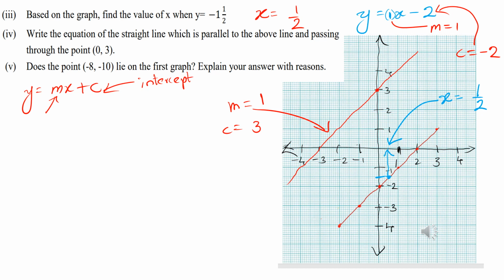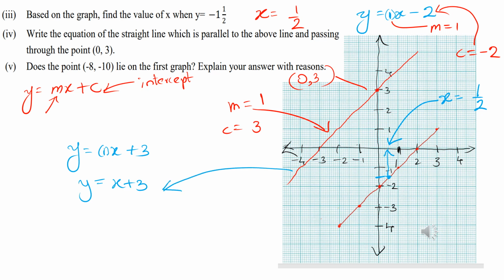Here the intercept is equal to the y value when x is equal to 0. So we have this point, (0, 3). When x is 0, we have the y value, and that is the intercept. So with the intercept and the gradient, you can write the equation of the graph: y equals m, which is 1, x plus 3. That means y equals x plus 3. So this is the equation of this line. This is how you get it.